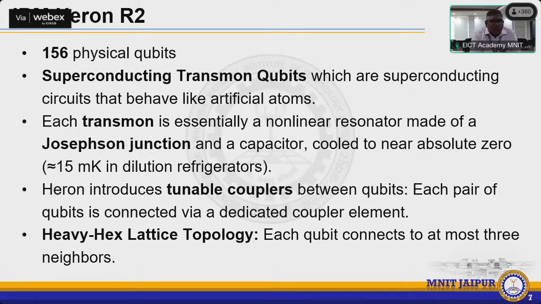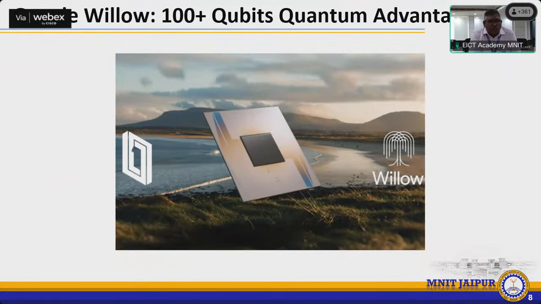Then Heron introduces tunable couplers. We have just seen the tunable couplers in the architecture between the qubits. So each qubit is connected by a dedicated coupler element. And then each qubit connects to at most 3 neighbors using a heavy hex lattice topology within the IBM Heron R2. So this is the internal architecture of IBM Heron R2.